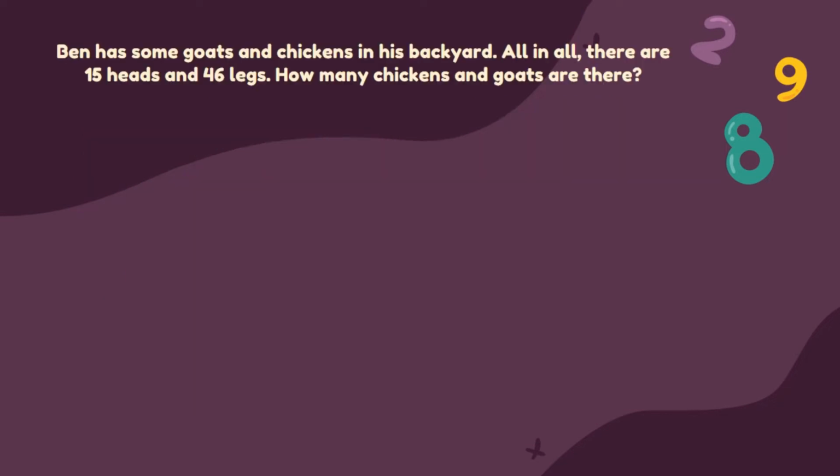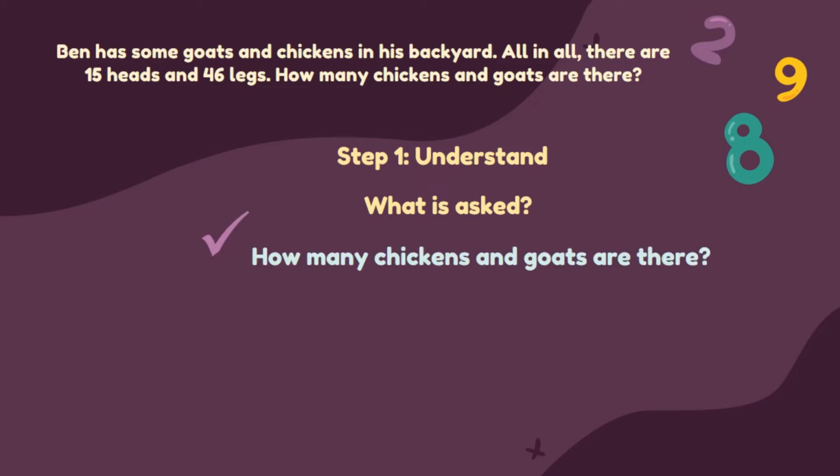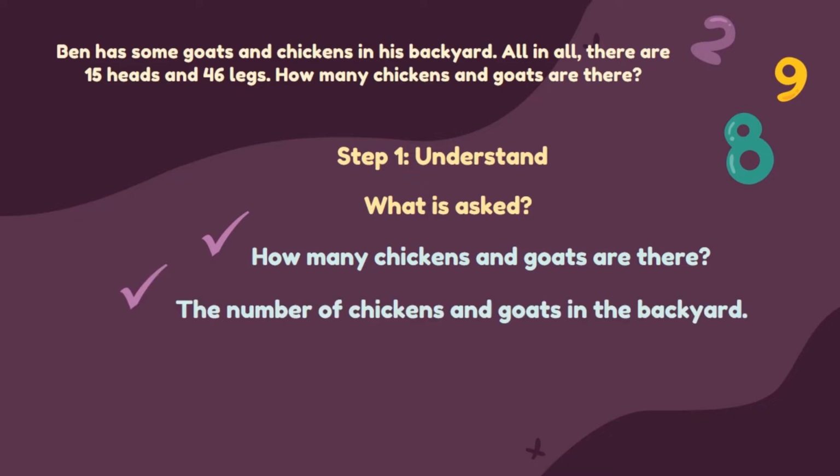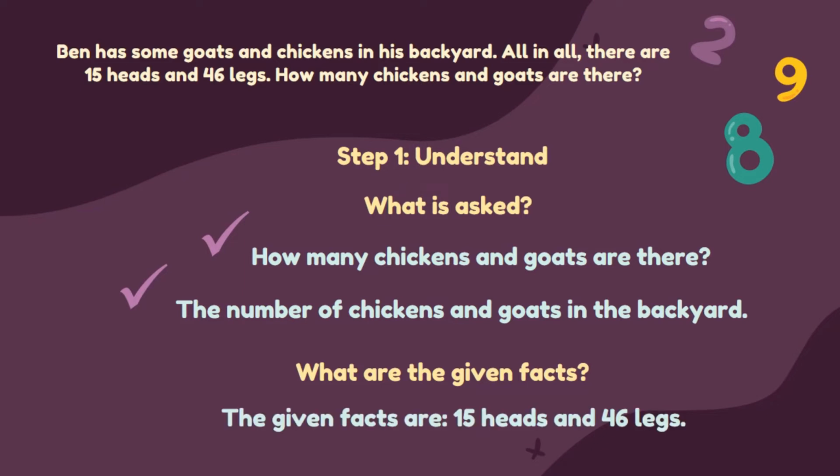Now, let's go back to problem number 2. Step number 1, understand. What is asked in the problem? How many chickens and goats are there? Or the number of chickens and goats in the backyard. What are the given facts? The given facts are 15 heads and 46 legs.